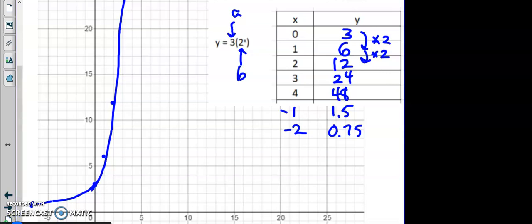That's the last problem for this handout. If you have any questions, make sure you ask.